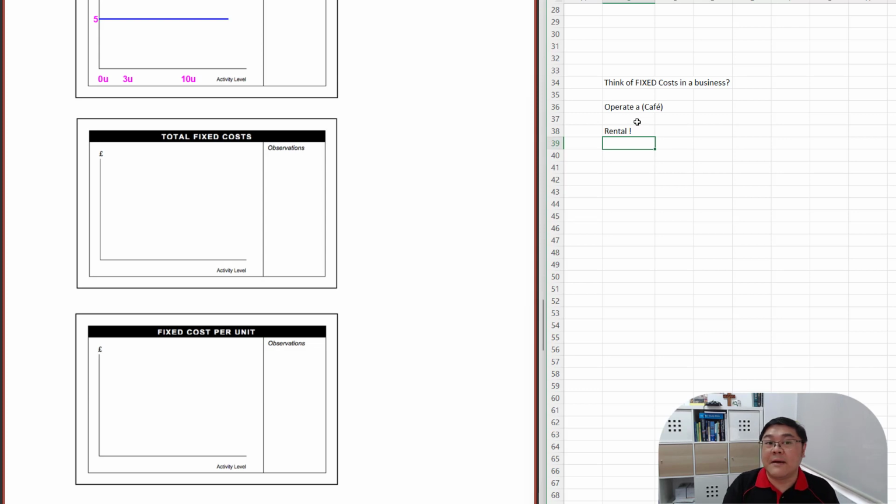Now some of you might say, oh, my cafe will need to have staff salary. Exactly, you're going to have a fixed cost. Staff salaries are for permanent staff, so their pay is fixed by time. Every month that they work, they are paid the same amount, so it's a fixed cost.